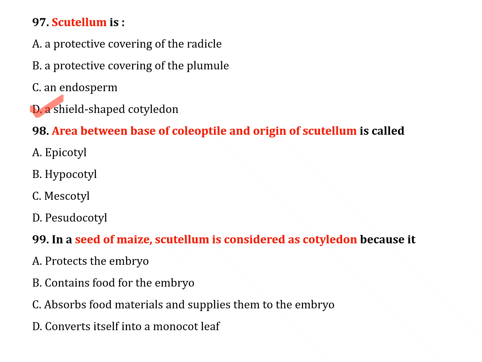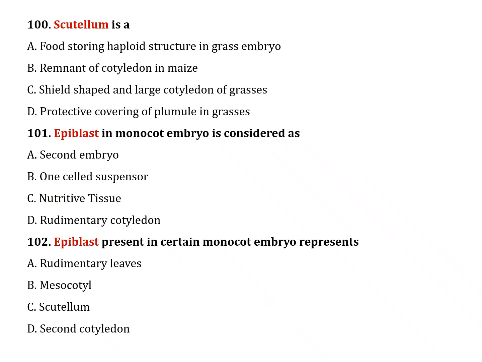The next question, number 98. The area between base of coleoptile and origin of scutellum is called: option A, epicotyl; option B, hypocotyl; option C, mesocotyl; option D, pseudocotyl. Correct answer is option C, mesocotyl. The next question, number 99. In a seed of maize, scutellum is considered as a cotyledon because it: option A, protects the embryo; option B, contains food for the embryo; option C, absorbs food material and supplies it to the embryo; option D, converts itself into a monocotyl. Correct answer is option C, absorbs food material and supplies it to the embryo.